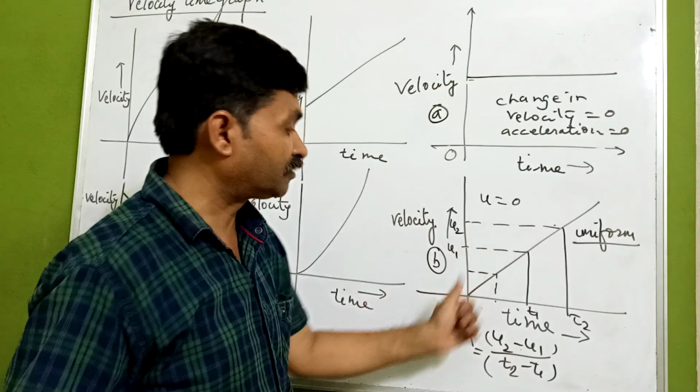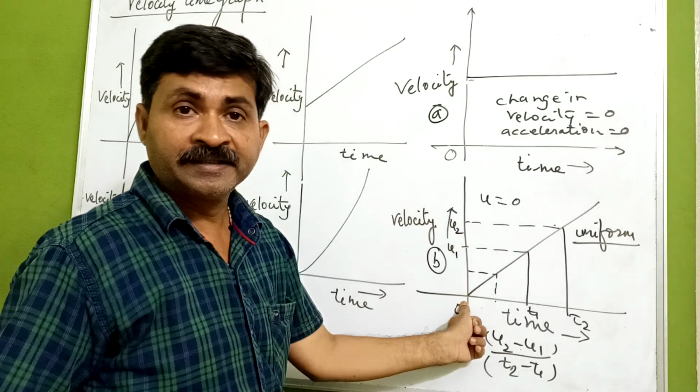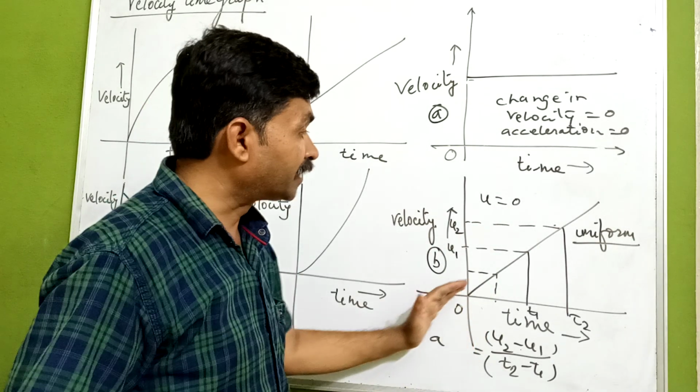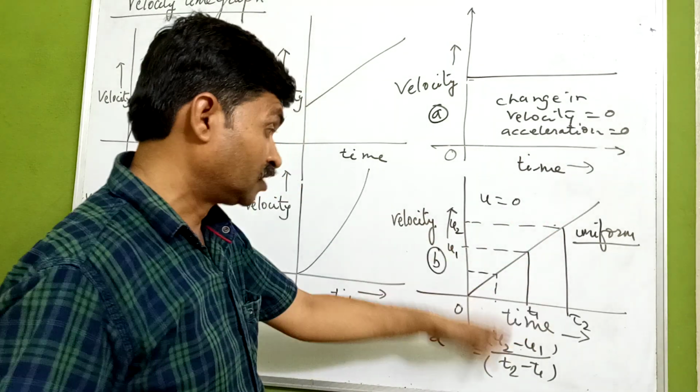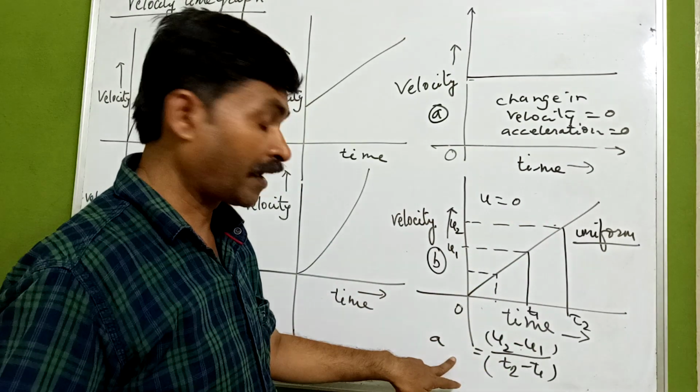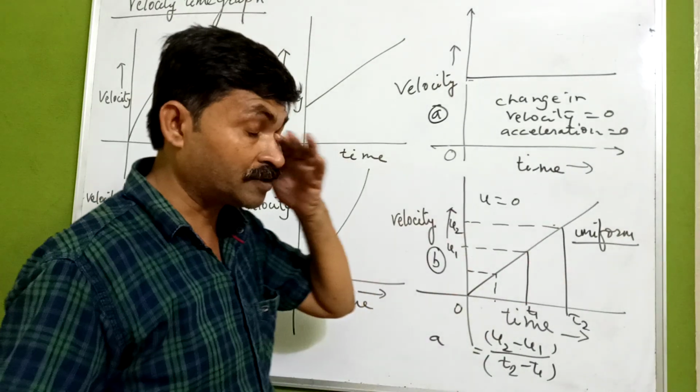There is a change in velocity. The initial velocity is 0 and it is increasing. So there is a certain increase with respect to time. So what we are getting is acceleration. That is uniform motion.